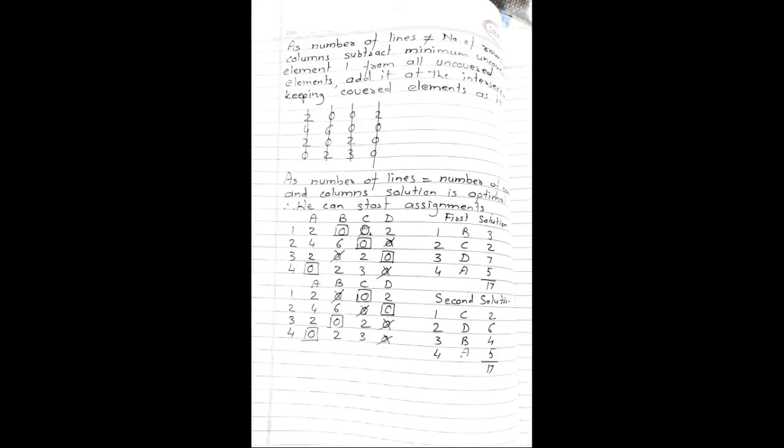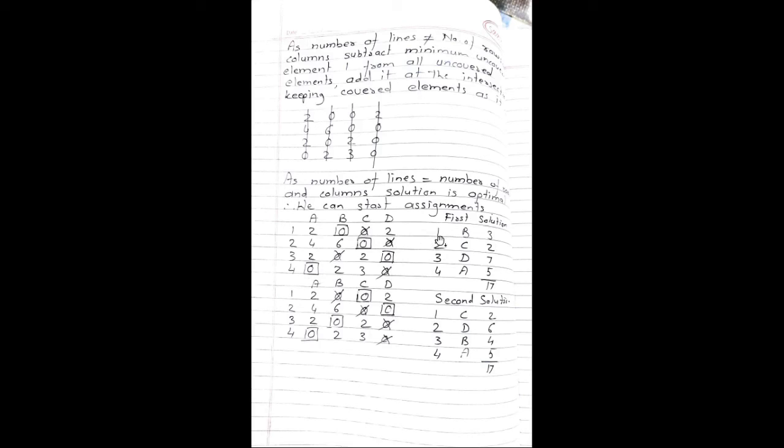So first row itself has exclusive zeros, so we'll mark it in a box. Sorry, 2 zeros are there here, so we will leave this row. Second row has got 2 zeros, third row has got 2 zeros, fourth row has got 2 zeros. So we can mark any of the zeros randomly. First zero is marked here, so we will have to cross this and this also. If you cross this, we have to mark this, we have to cross this and we have to mark this.